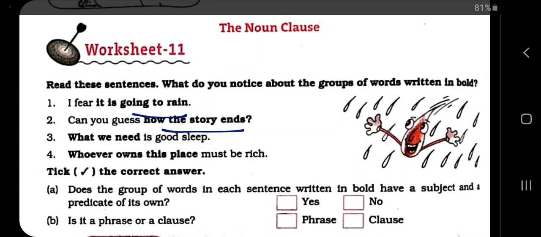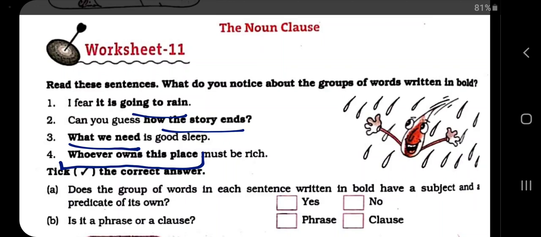What we need, now see here, and you know that the subject can come in the middle or the end or the beginning of the sentence. It is not that the subject will always be in the beginning. So what we need is good sleep. Whoever owns this place must be rich. So these are all acting like a noun.